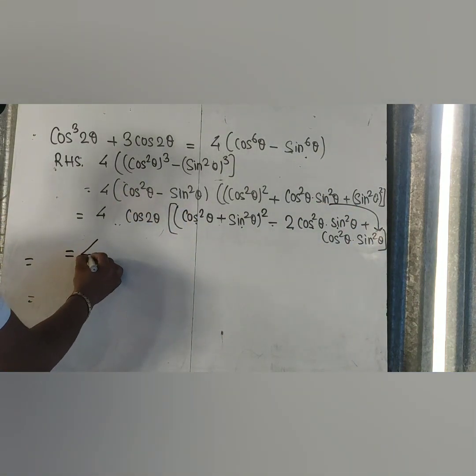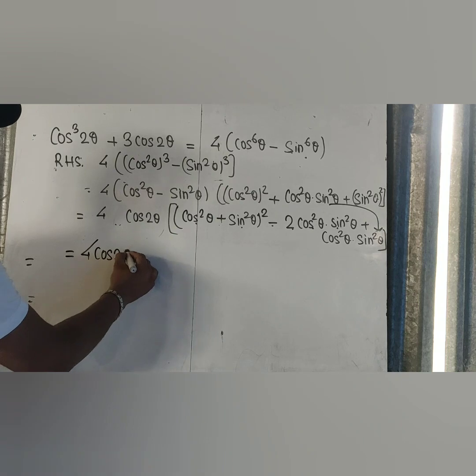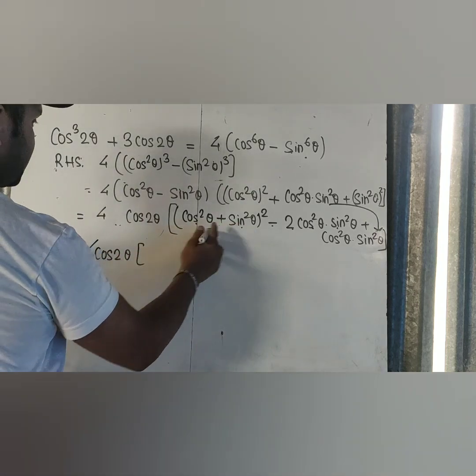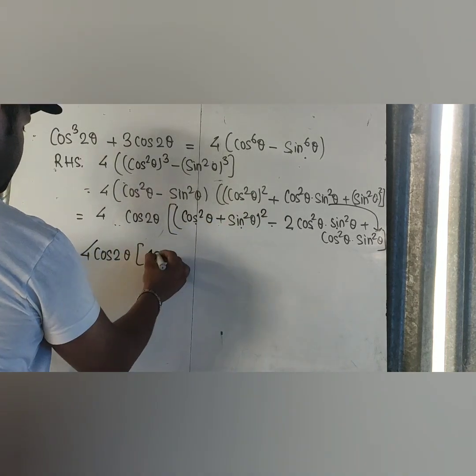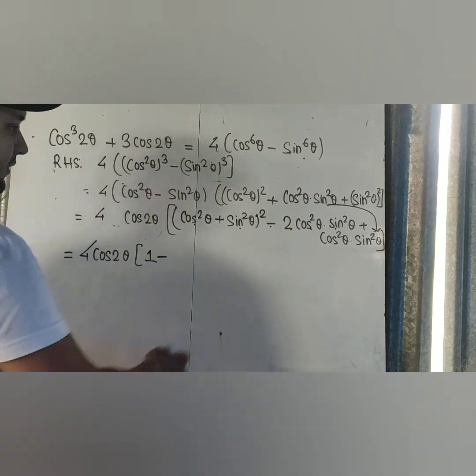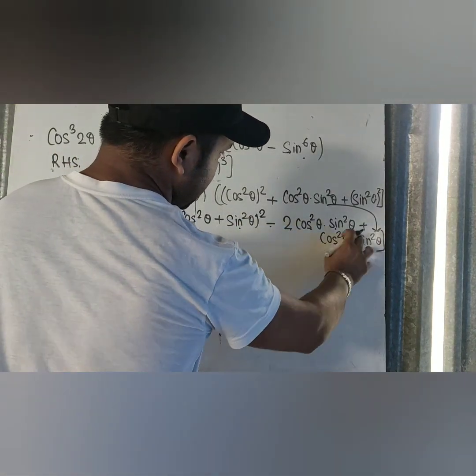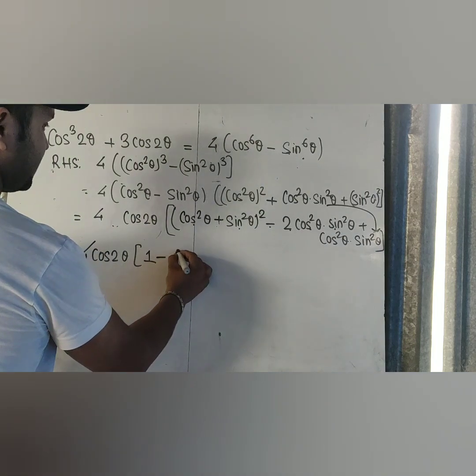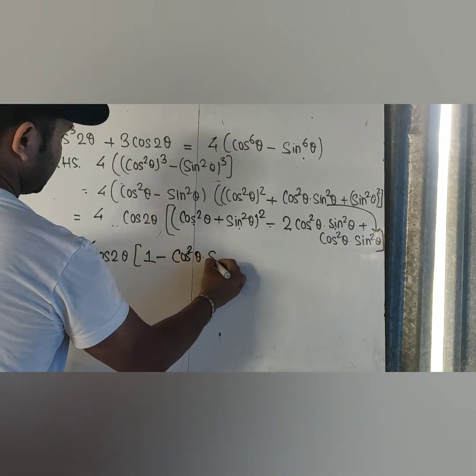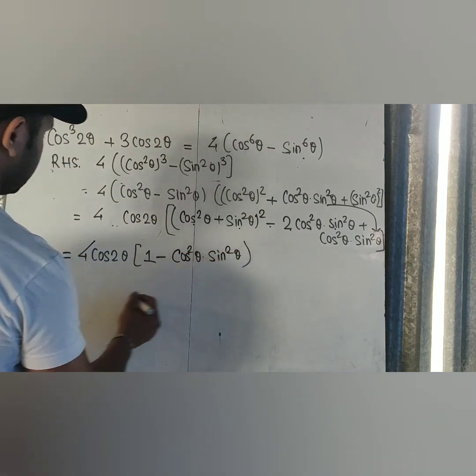Now you have 4 cos 2 theta. Cos square theta plus sin square theta is 1, and the square of 1 is also 1. They are the like terms, so we can solve them. So minus 2 cos square theta sin square theta plus cos square theta sin square theta is minus cos square theta sin square theta.